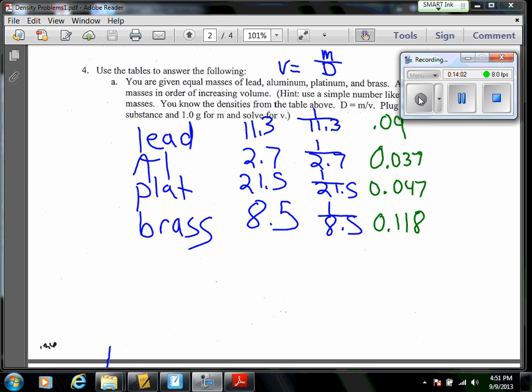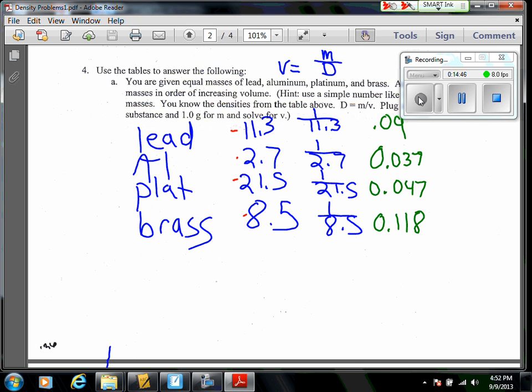Okay, now let's go to the bottom of the page to problem number 4. Again, you're going to be using your tables on the front of the different densities of different substances. They say you're given equal masses of lead, aluminum, platinum, and brass. You're supposed to arrange them in order of increasing volume. So you find out the density of all of these from the table, and you write it down. They give you a little hint there: let's say you have equal masses of all 4. So let's give all 4 an easy mass of, say, 1.